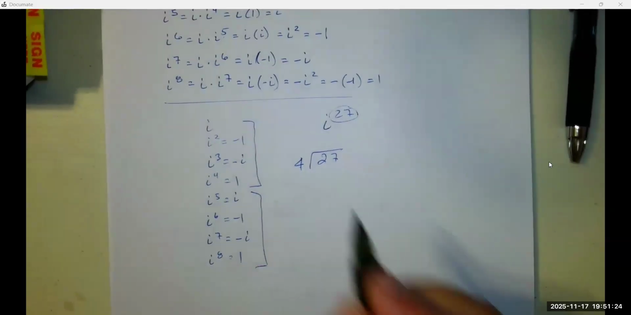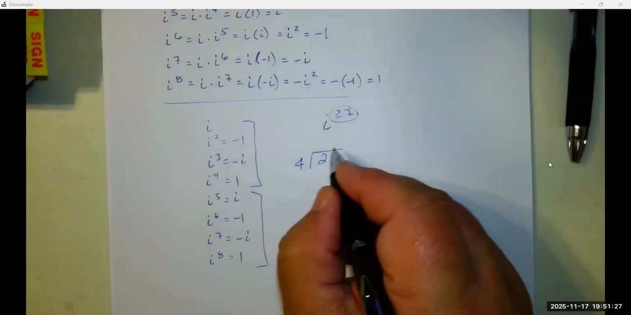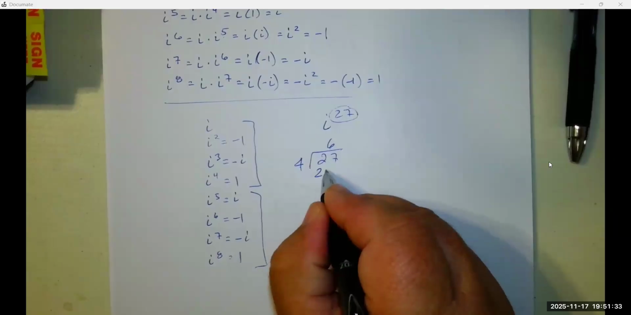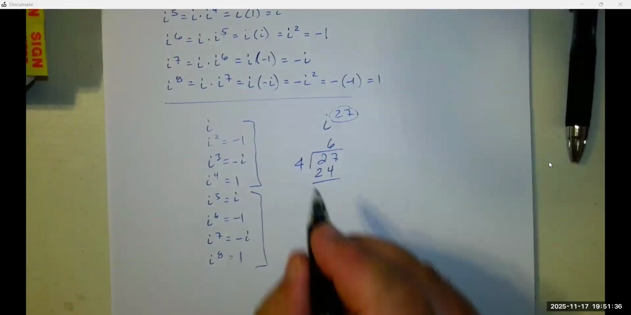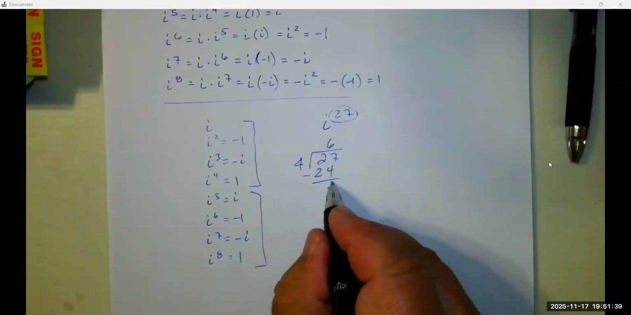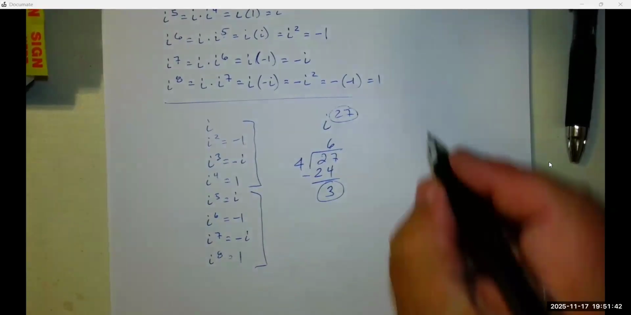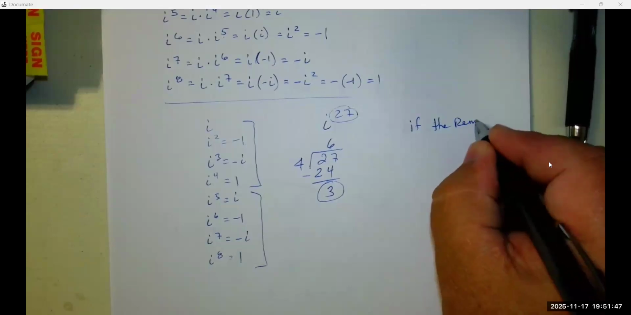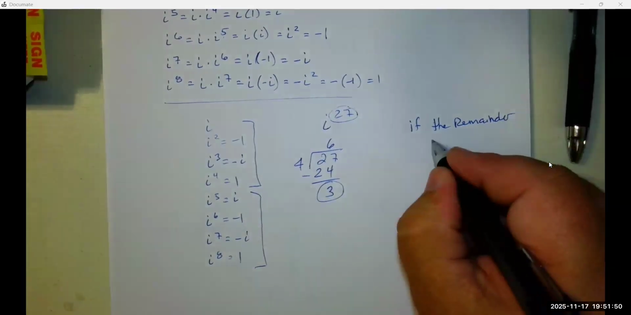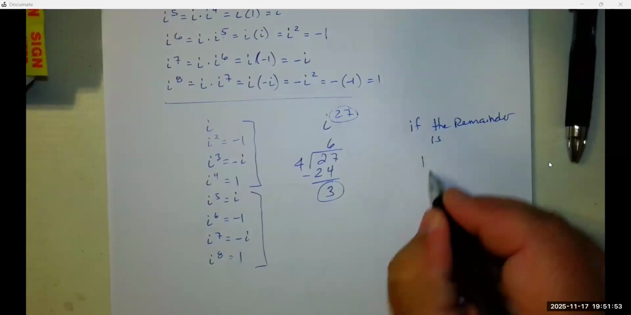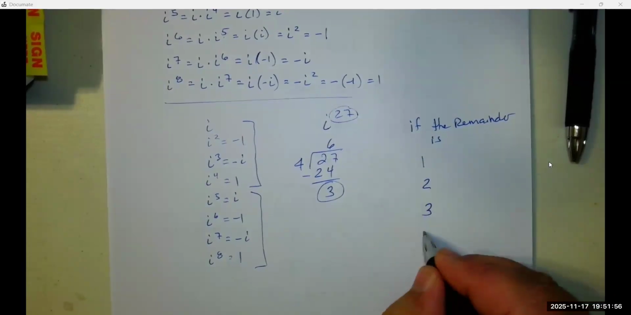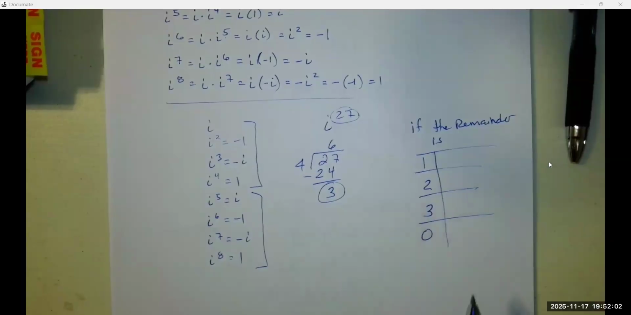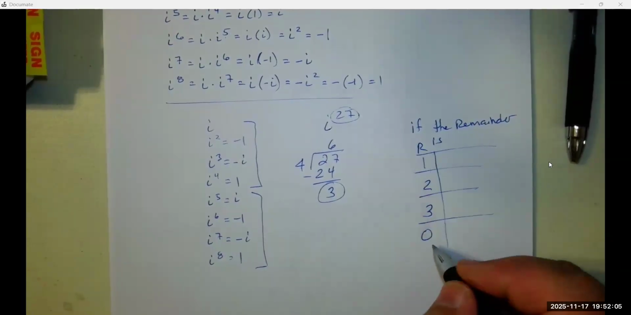So how many times is 4 going into 27? Well, 4 times 5 is 20. 4 times 6 is 24. Subtract them, you get 3. We're looking for the remainder. If the remainder is 1, 2, 3, or 0, in other words, there is no remainder.